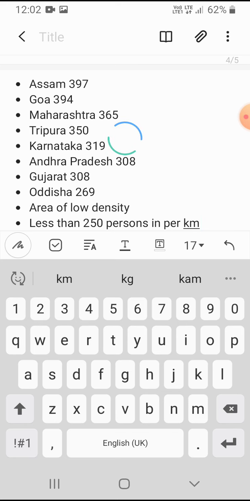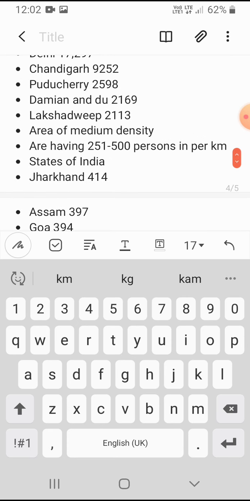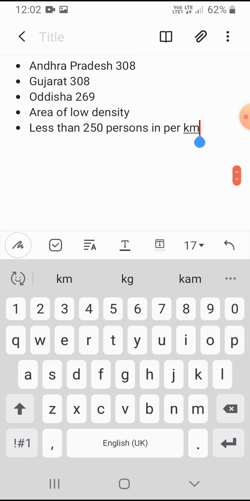If less than 250 people are living, then it is called an area of low density. Here also, an area having 251 to 500 people per kilometer square is medium density.